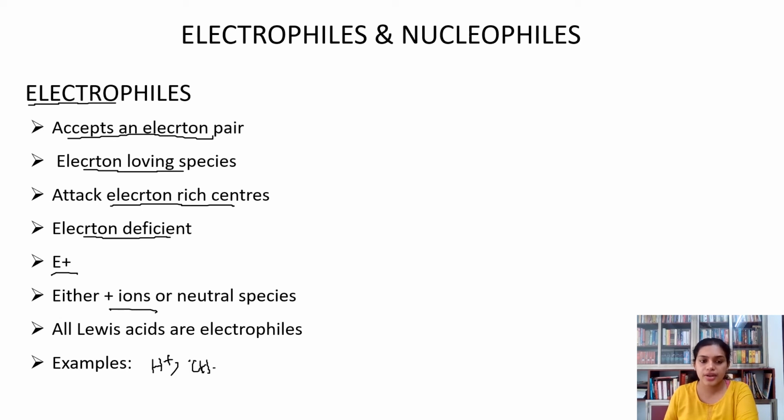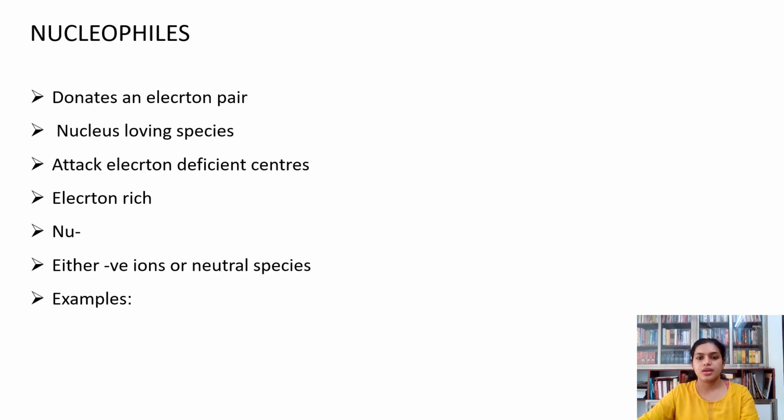Therefore carbocations, positively charged species, are electrophiles. Okay, CH3 plus. And neutral species involve Lewis acids such as AlCl3, BF3, etc. And regarding nucleophiles, all the points we said earlier, if we invert them, we get the description of nucleophiles. There it was accepts an electron pair. Here, nucleophiles donate an electron pair. Okay, a nucleophile donates an electron pair.